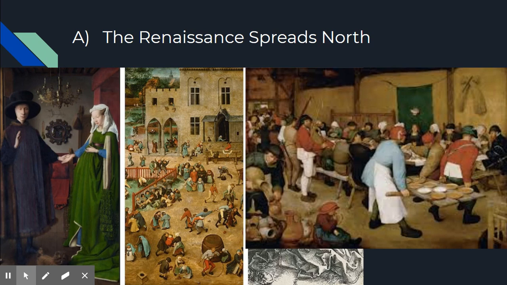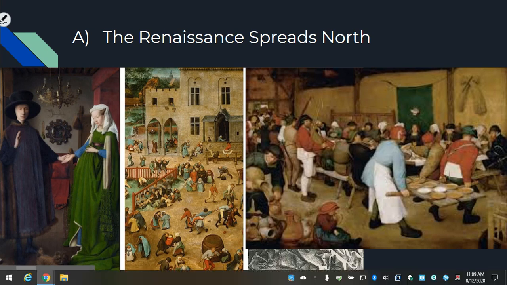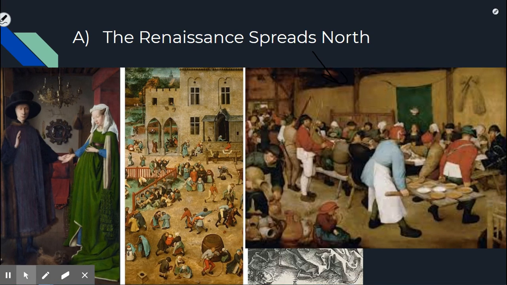But because of cultural differences, northern Renaissance artists are going to focus on more everyday things. The most famous example of this is a piece of work called The Peasants' Wedding, which focuses on the everyday life of the common people, as opposed to the Italian Renaissance, which tended to focus mostly on the upper class. So we see a new focus here on more everyday life as opposed to elite life in Northern Europe.